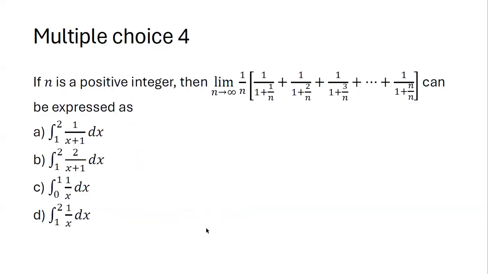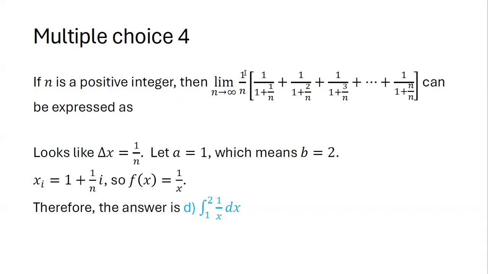How about this one? If n is a positive integer, then this limit can be expressed as which of these definite integrals? Okay, hopefully you tried it. Again, let's probably pick delta x to be 1 over n. Now in this case, because I see something plus 1 over n in this very first term, maybe let's let a be 1. And since delta x is (b minus a) over n, if a is 1, that means b must be 2. You get 2 minus 1 divided by n to be 1 over n. So x sub i is 1 plus 1 over n times i.